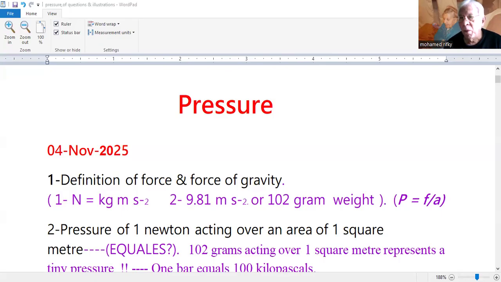Bismillahirrahmanirrahim. Today we will try to answer questions that you may face during the oral examination. First of all, the subject of pressure.